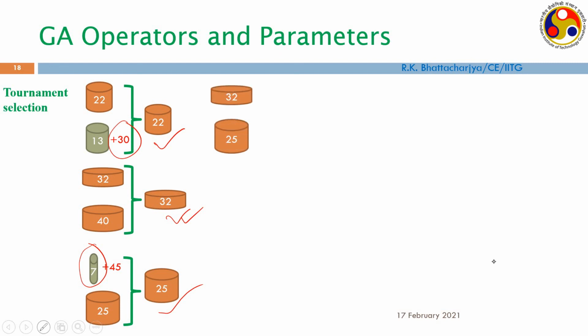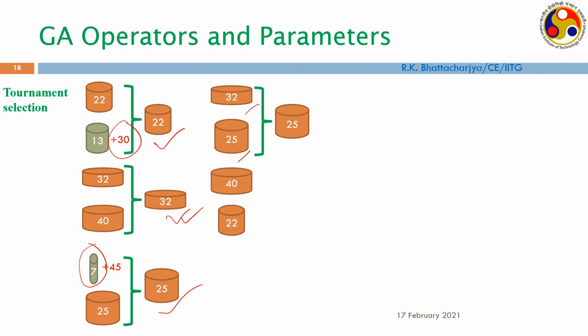Now, I have to have the same population, that means I have to have 6 solutions. So I will play the tournament again. This time again I am picking 2 solutions randomly. Now what is happening, 32 is playing with 25, so 25 will certainly win because that is the better solution. Then 40 is playing with 22, so 22 is the better solution, so 22 is winning the tournament.